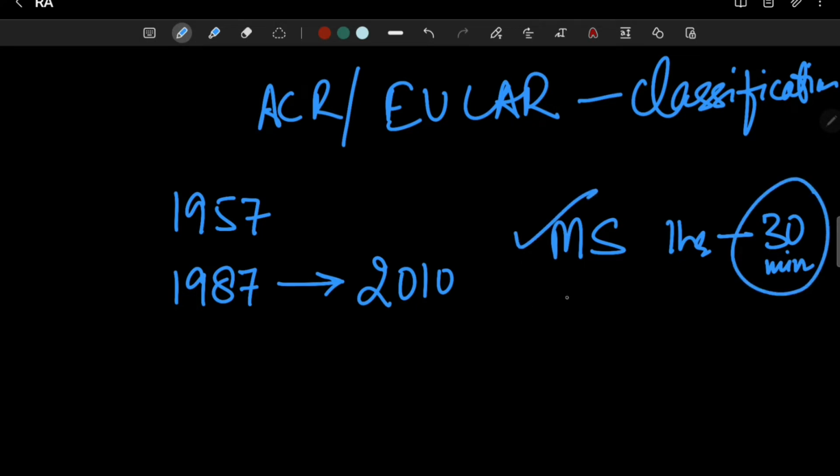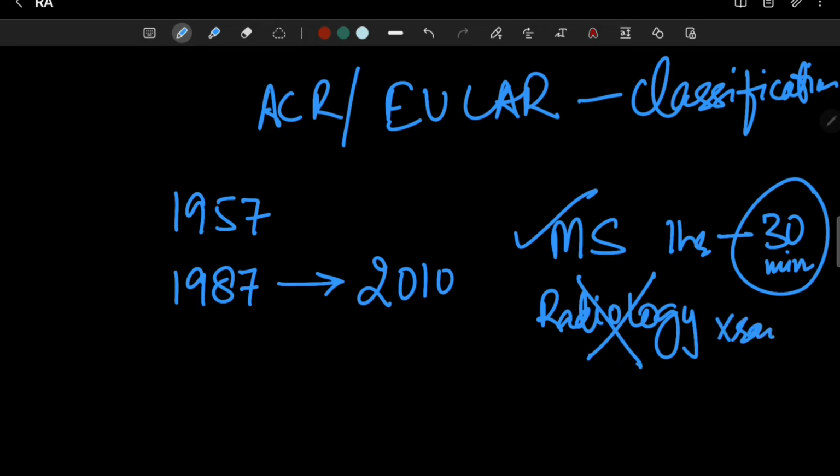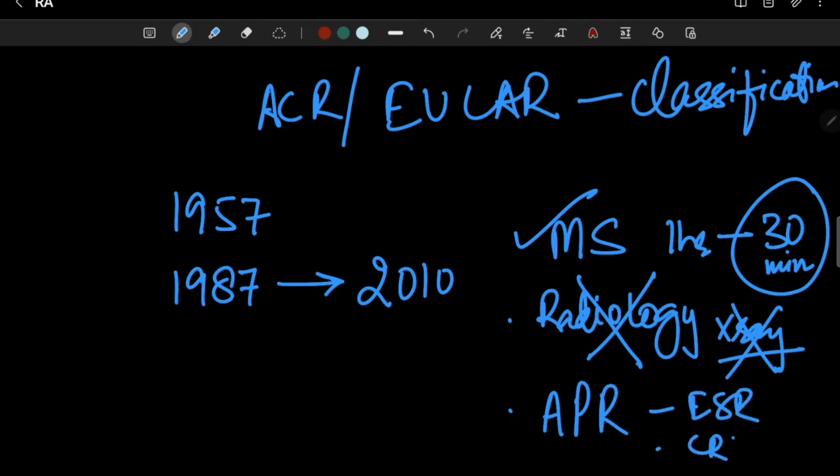Second, the radiological criteria was removed, so in the current classification criteria no x-rays need to be done, and you can still diagnose your patient as rheumatoid. Thirdly, acute phase reactants like ESR and CRP were introduced as a major classification criterion. So today also we follow the criteria given in 2010.